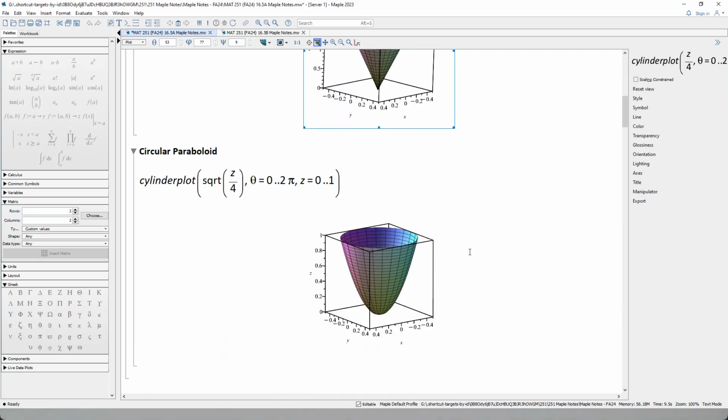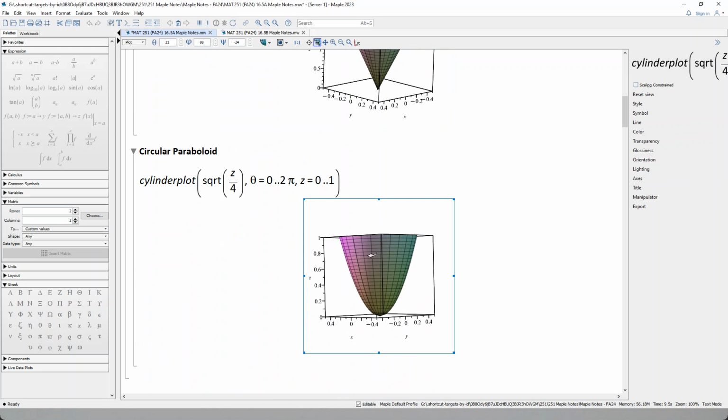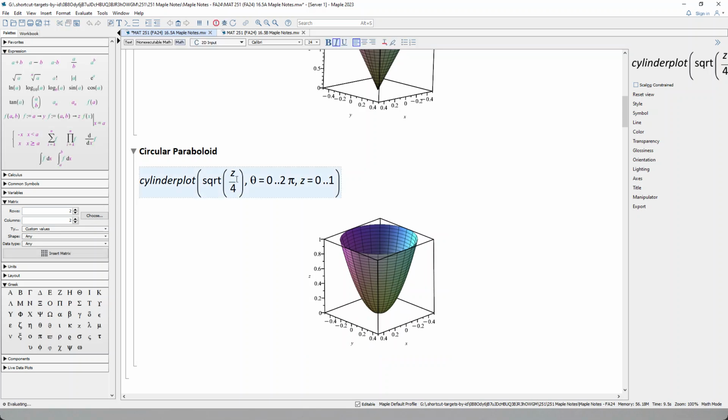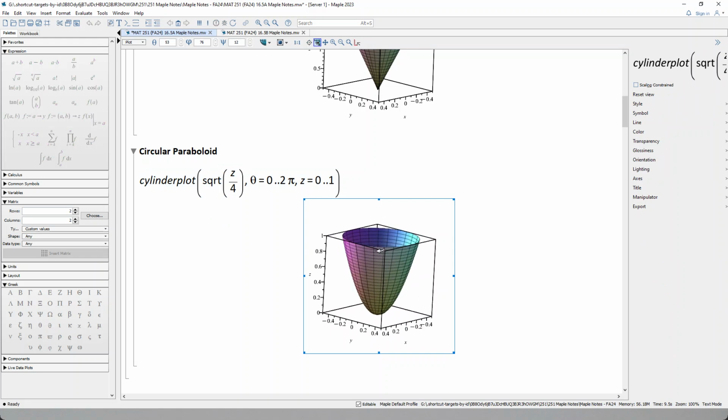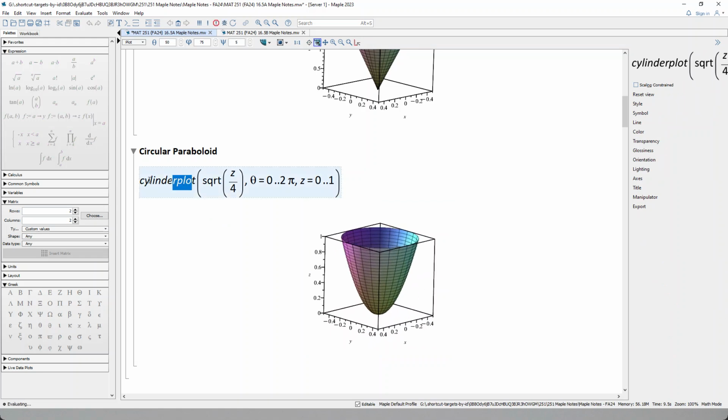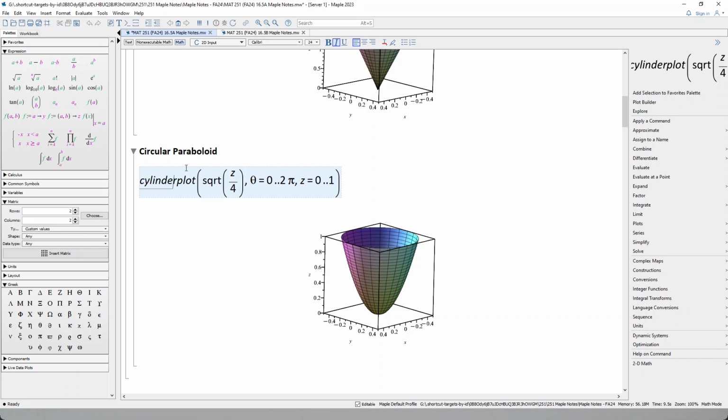Right here. So there's the paraboloid. You can see the bottom forms a parabola, right? That's a parabola shape if you look at it crossways. And then I just had square root of z over 4. That's just how I put it in. So it just graphed a paraboloid. Simple as that. And again, cylinder plot is graphing in the cylindrical coordinate system.